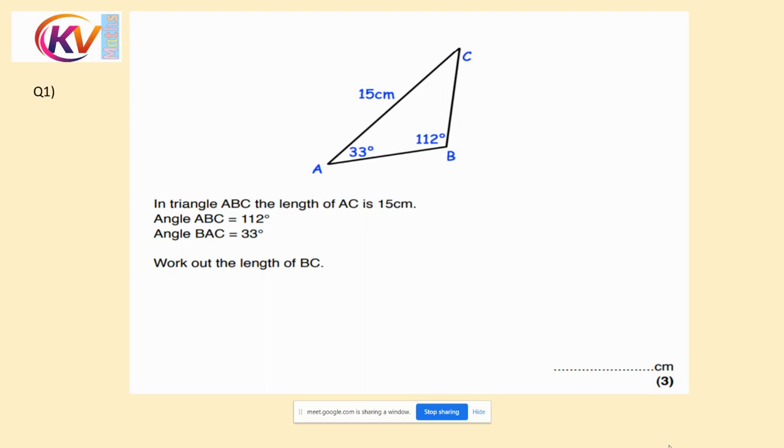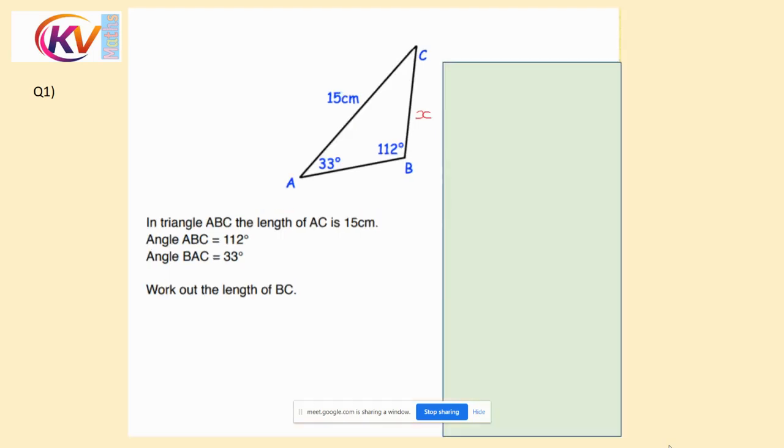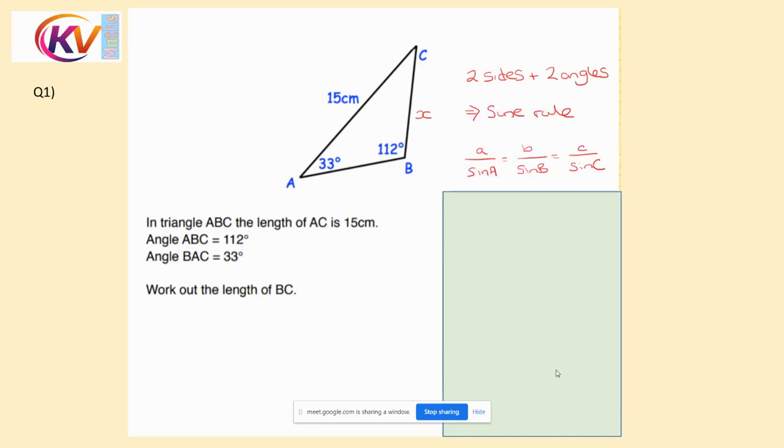All right, first thing we want to do is figure out what it is we're trying to work out. So work out the length BC, so we want to label that side. At this point, we want to have a look at what we've got then. So we've got two angles, we know one side, and we want to work out a side, so therefore two sides and two angles, which means the sine rule. Okay, I would just learn that one particular sine rule and remember that if you need to at any point to figure out what you want, you can flip the whole thing upside down.